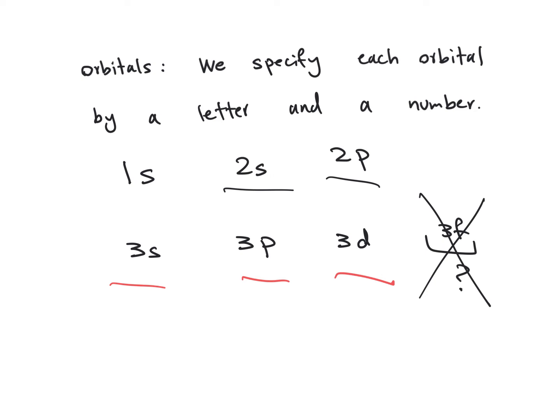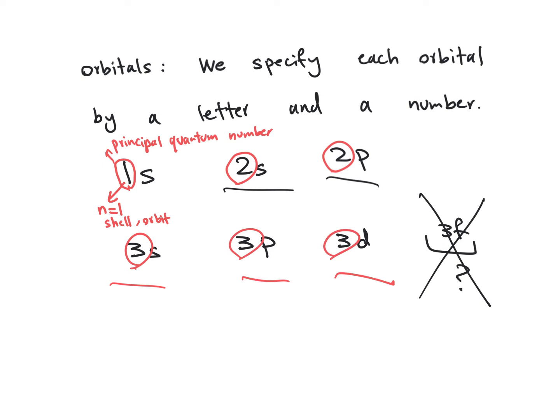Anyway, so this one, that specifies my number of n, so this tells me that I'm in n equal 1. So we call that shell or orbit, right? Orbit was the Bohr model, how Bohr named that. Or we call that principal quantum number, right? And the same thing here, 2, 2, 3, 3, 3. So n, the number, tells me what shell I am.